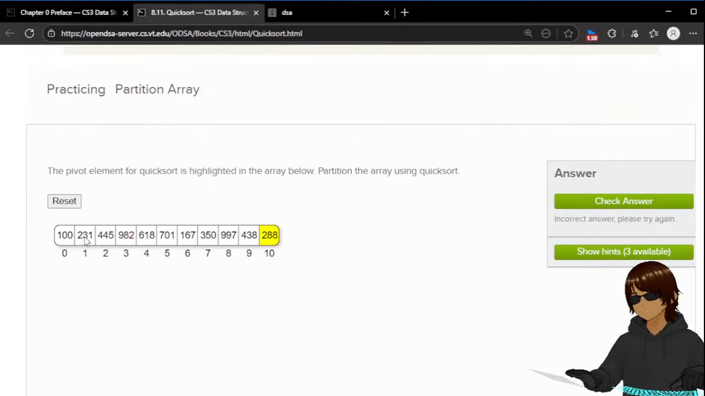Starting again from 235, so then we go 445. This is greater, this is greater, this is greater, this is smaller. And swap these two. Now 9 to 8 is greater. Then that's it, right?